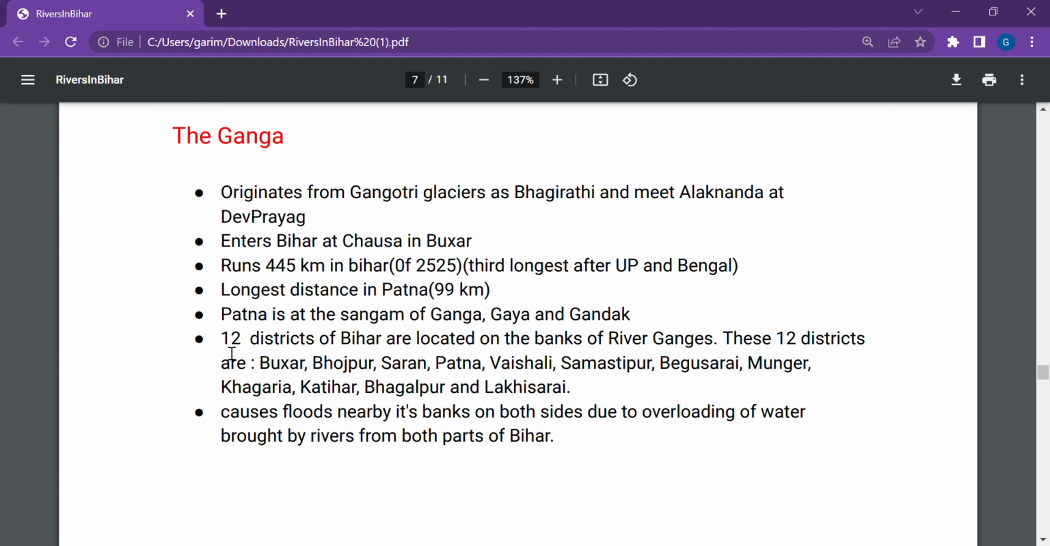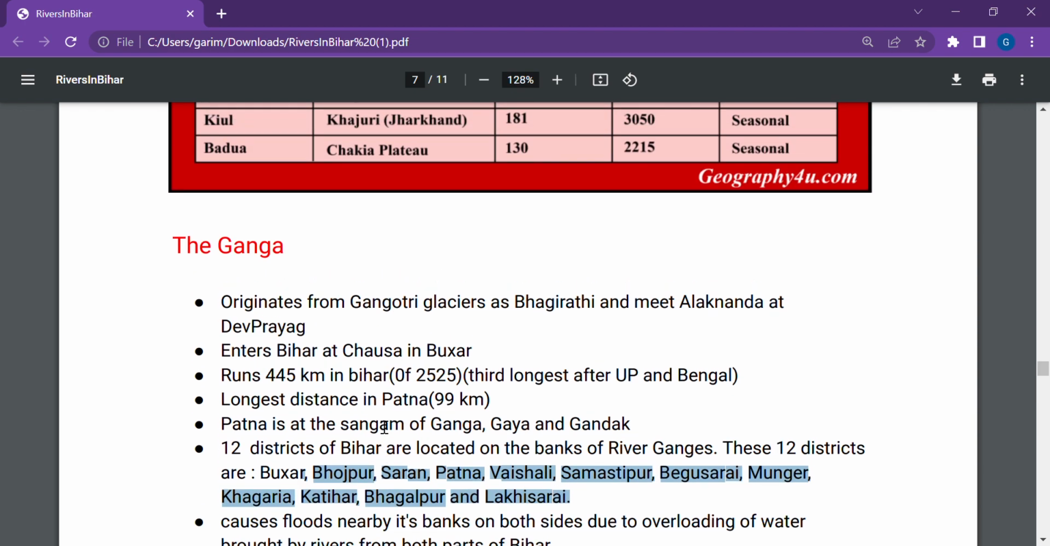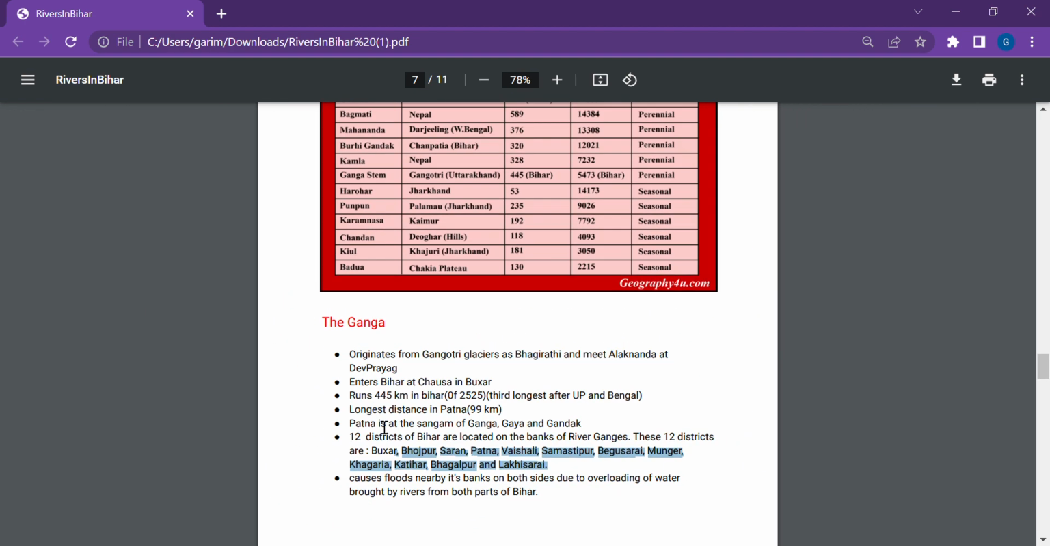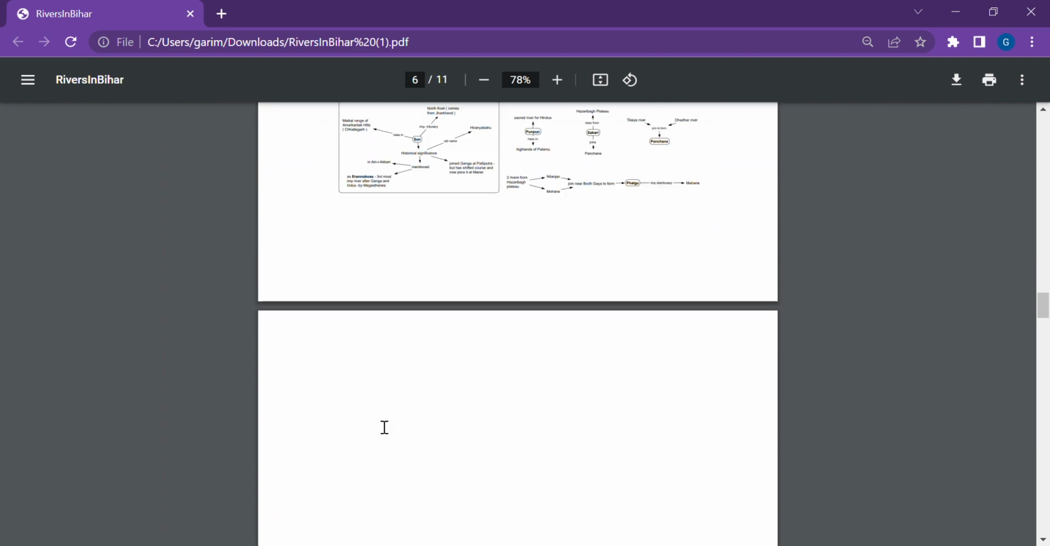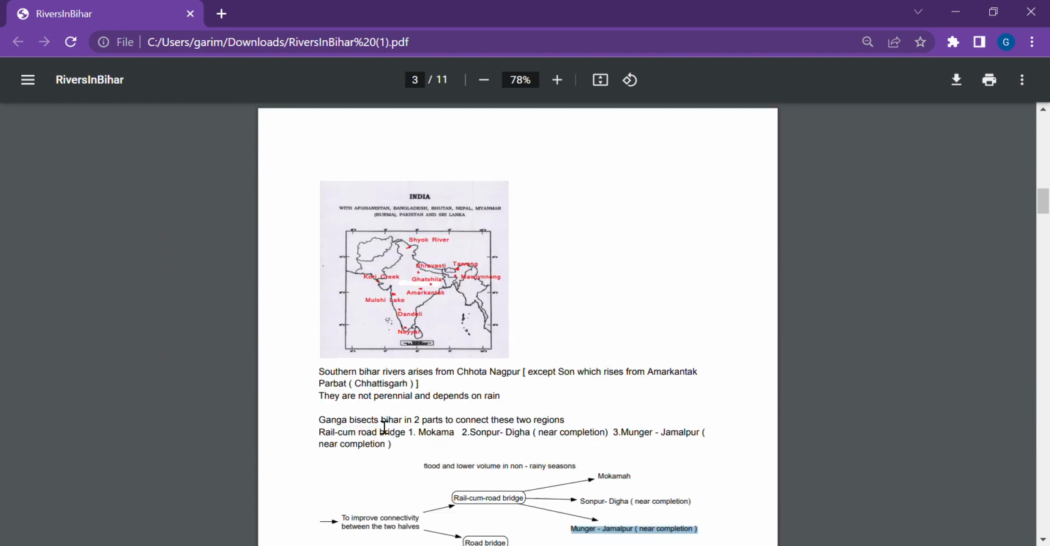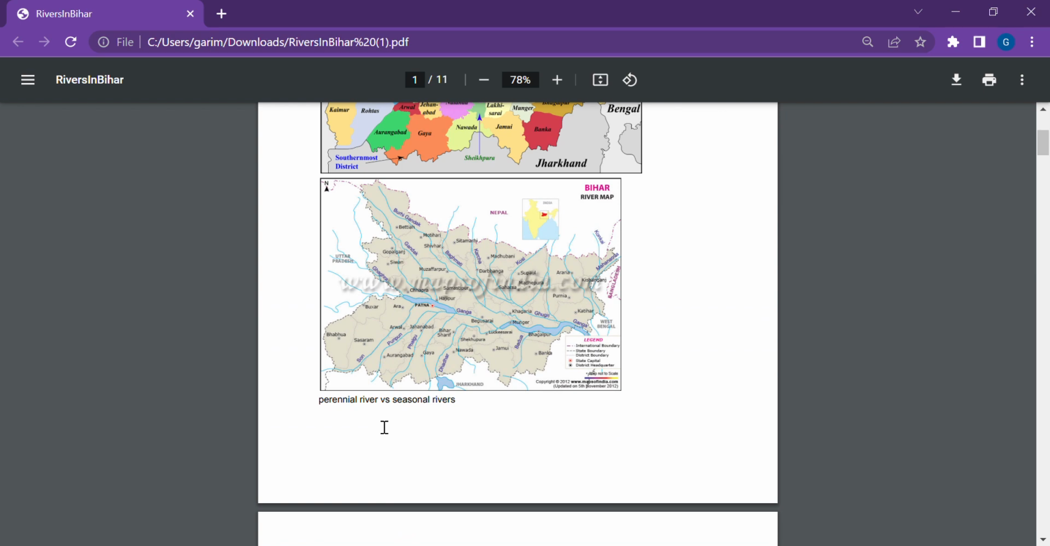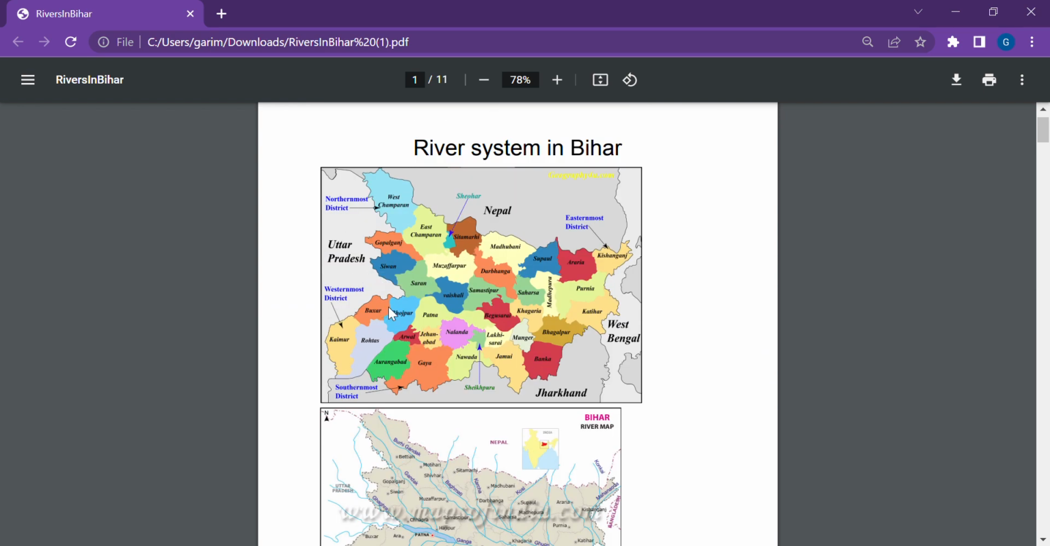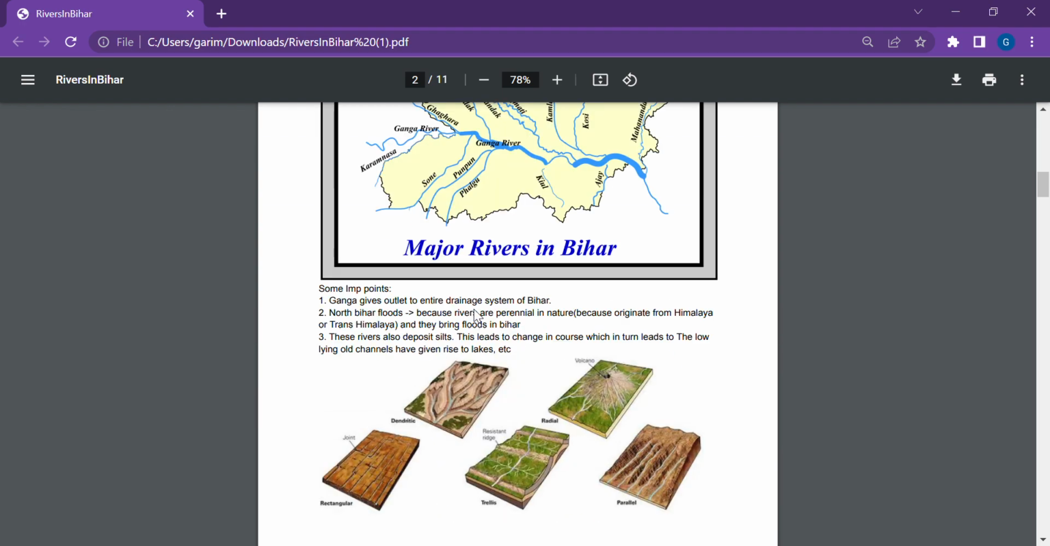So Ganga crosses 12 districts of Bihar. These are Buxar, which is the place where Ganga enters Bihar, then Bhojpur, Saran, Patna, Vaishali, Samastipur, Begusarai, Munger, Khagaria, Katihar, Bhagalpur and Lakhisarai. If you see the map of Bihar, it will make it more clear. So Bhojpur, Saran, Patna, Vaishali. I will take you to the map of Bihar. So Bhojpur, Saran, Patna. This is the pattern.